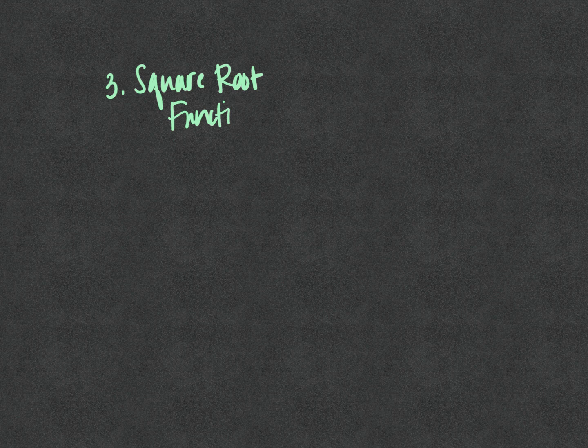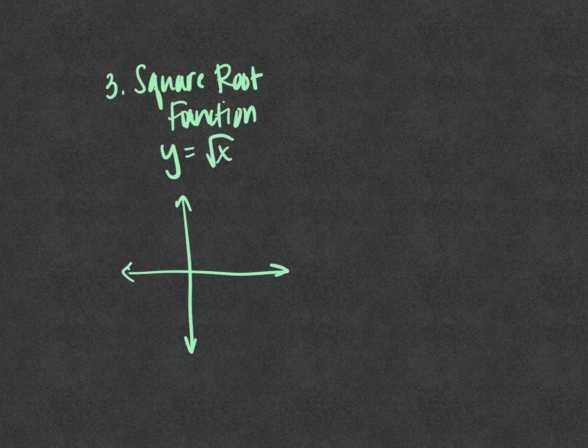Number three is a square root function. A square root function is the square root. So y equals the square root of x. So we look at our x and y axes. It's a crooked axis. I guess it doesn't matter, but it's a crooked axis. Here our anchor point is going to be at 0, 0, and it's going to be one side of a parabola.